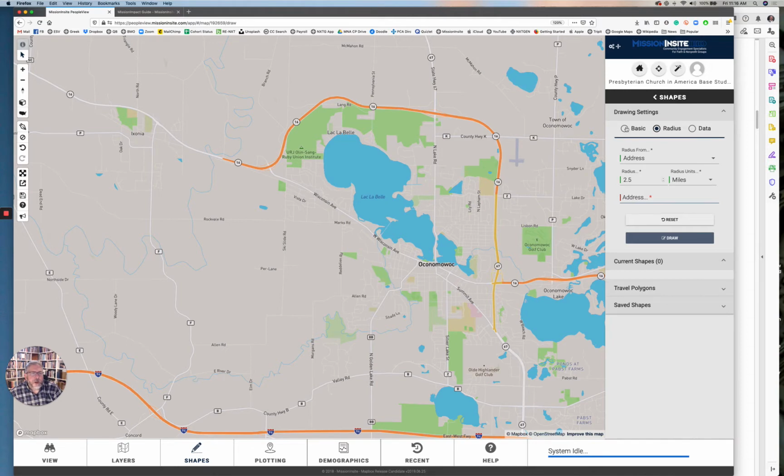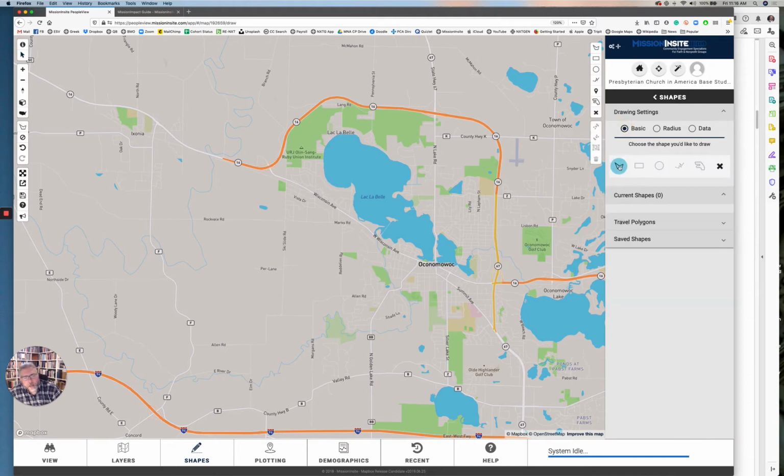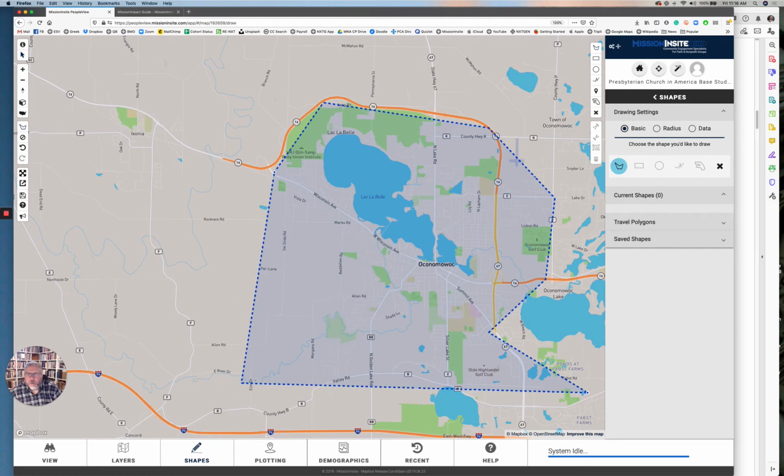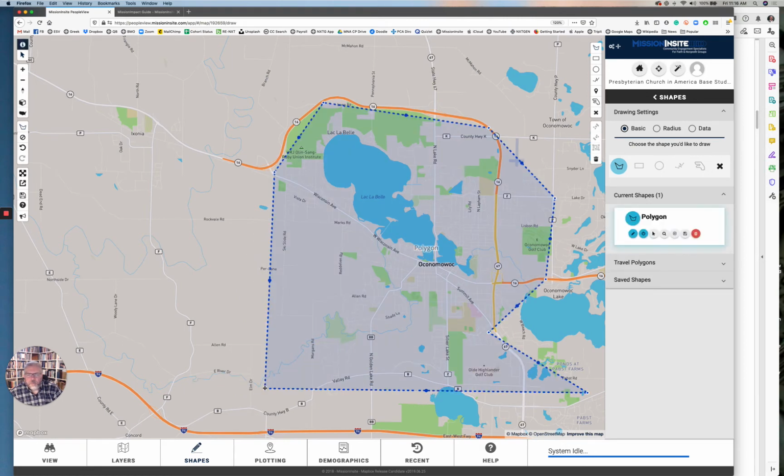Now let's say we want to do another kind of shape. Drawing a polygon can be very helpful. You'll get those tools up here as well. This allows you to identify, let's just say, Highway 16 as an important boundary for this area. I'm going to go around the lake here, then cross back this way, and go across here. So that way you can identify the area. Once you've drawn it, you're able to manipulate it some more, however you might want.